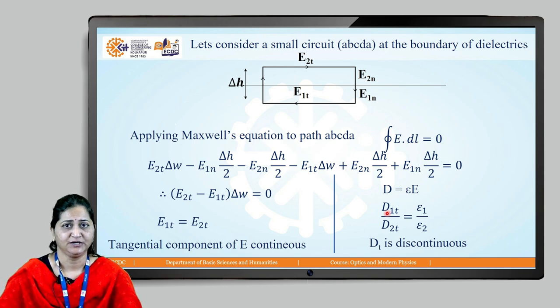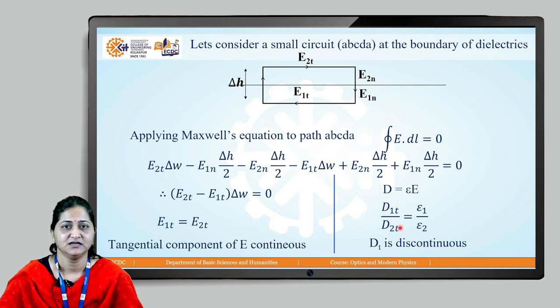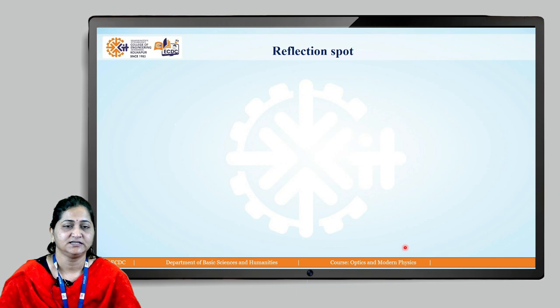So I hope you have understood these conditions. These are the first two boundary conditions. First boundary condition is E1t equal to E2t, that is tangential component of electric field is continuous, and the second boundary condition is D1t upon D2t equal to epsilon 1 upon epsilon 2, that means tangential component of displacement field is discontinuous. So here is the reflection spot for you.